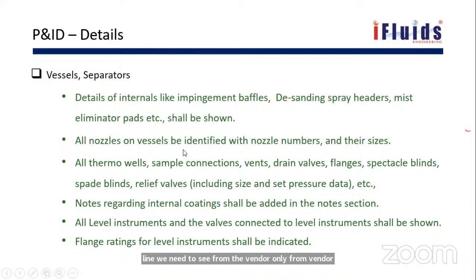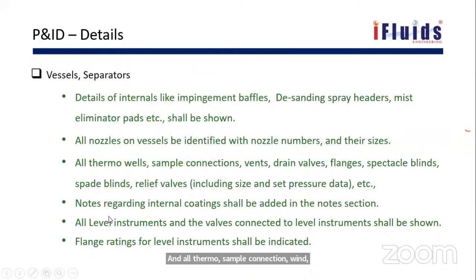And then the nozzles on the vessels are to be identified with the nozzle number and their sizes. All the vessels will have nozzles, because we need to connect the inlet line, outlet line, relief valves, instruments, and the equipment entry manways. All those things will be captured in the P&ID with the nozzle numbers. Each nozzle will be provided with a number. And all thermowells, sample connections, vent drain, flange, spectacle blind, spade, relief valves.